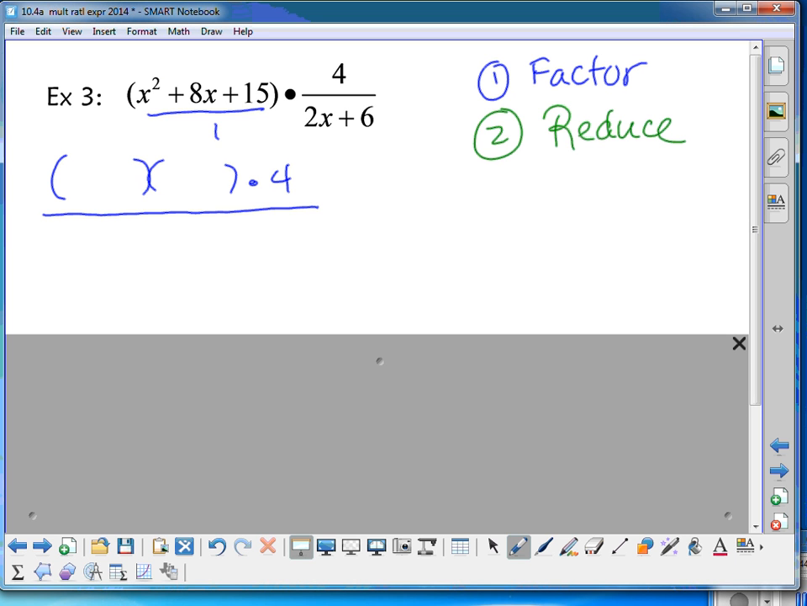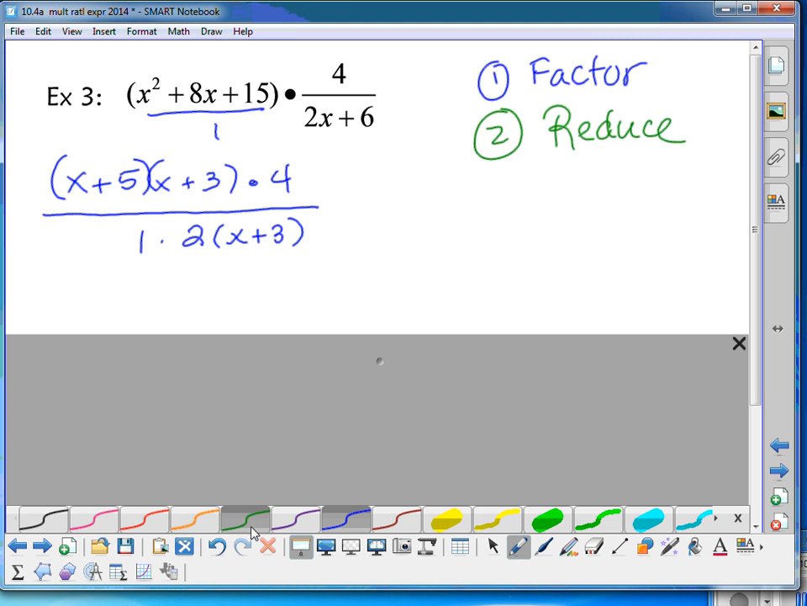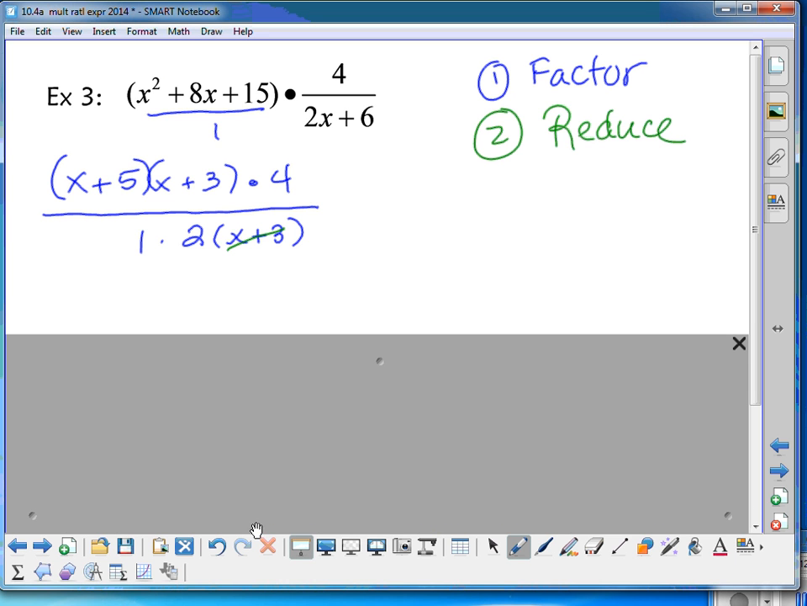All right, so x squared plus 8x plus 15. Do I have a volunteer to tell me how to factor that? All right, go ahead. And they are all positive, right? Okay, so we've got x plus 5 times x plus 3, and then times the 4 on top. On the bottom, all I can factor out is a 2. And if I do that, I get x plus 3. So the 1 doesn't really change anything. All right, so now I can cancel out the x plus 3's.